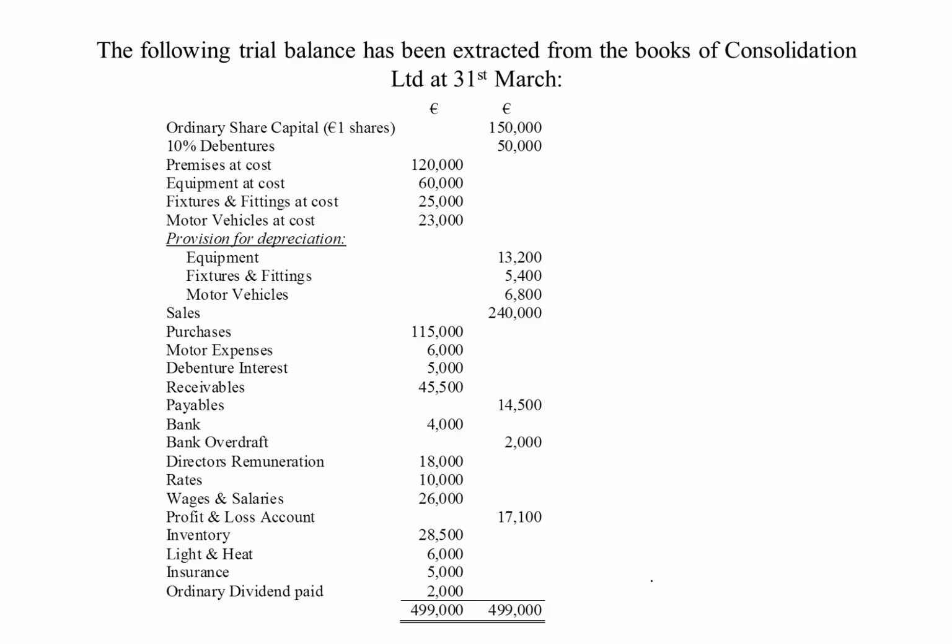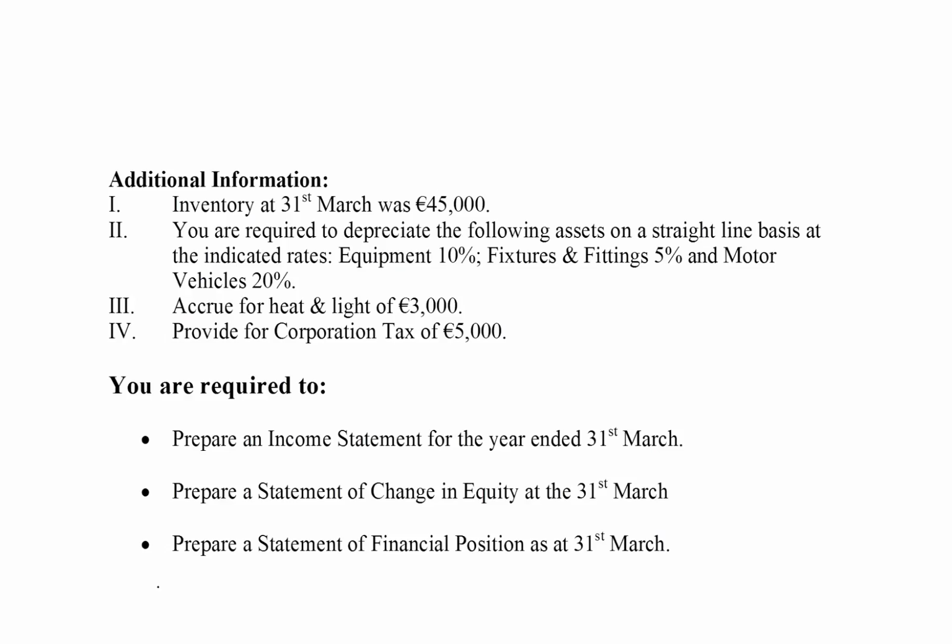So moving on here, we have a fairly standard sort of question, so we'll just work our way down through it. The following trial balance has been extracted from the books of Consolidation Limited at the 31st of March. We have a trial balance there, and then we're provided some additional information. We have the inventory at 31st of March, which is the closing inventory. We have the depreciation instructions on the non-current assets, the equipment, the fixtures and fittings, and the motor vehicles. We have an accrual for the heat and light, and we provide for corporation tax.